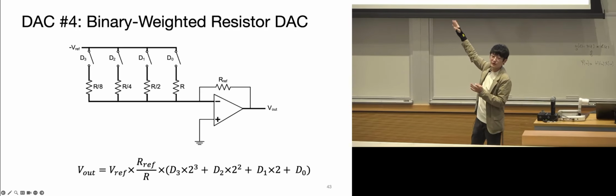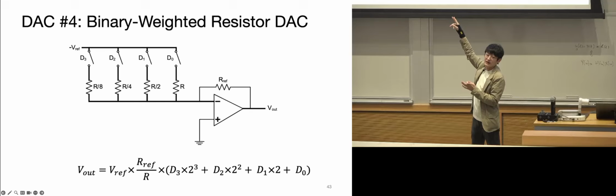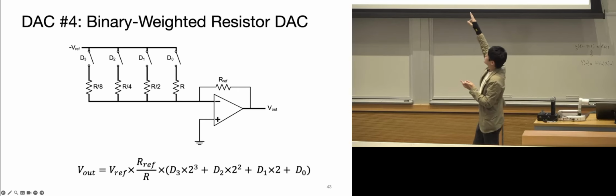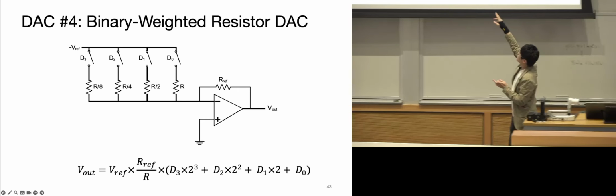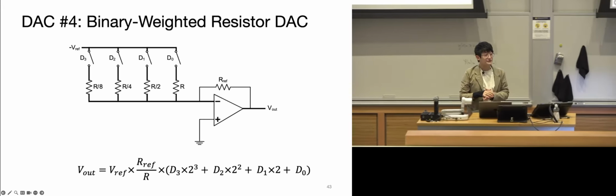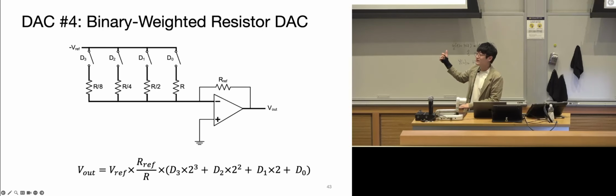I hope this is pretty straightforward. It just depends on which one you close on that switch. Then it gives you a voltage value, and all of them get added up in the circuit and used as the output. Does the binary weighted resistor DAC look good to everyone?